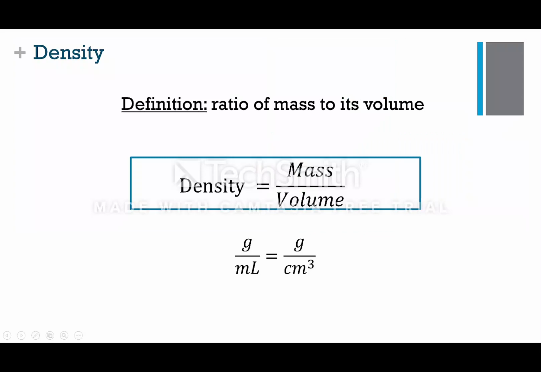So first, let's talk about what density is. Density is defined as the ratio of an object's mass to its volume. So that's the word definition. Here you'll see the mathematical definition, what that looks like in a formula. So density equals mass divided by volume. Units for density typically are grams per milliliter, mass in grams, volume in milliliters.